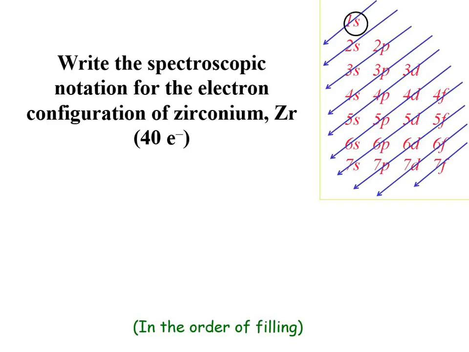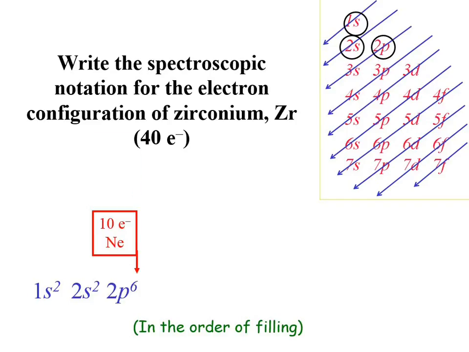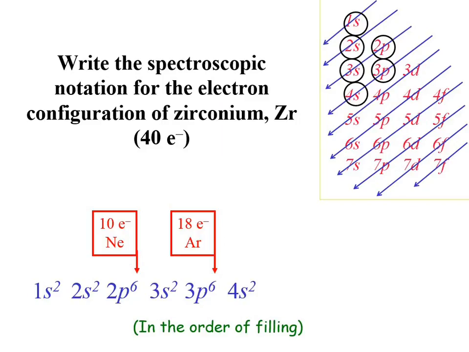So the first 2 electrons go in the 1s, so it's 1s2. The next 2 electrons in the 2s, so 2s2. The next 6 electrons in the 2p, so 2p6, and we have reached neon. The next 2 electrons go to 3s, so 3s2. The next 6 electrons go in 3p, so 3p6. Just like before, we have reached argon. We have 18 electrons, better keep going. Our map says we go to the 4s, just like with potassium, so the next 2 electrons go in the 4s, so it's 4s2.